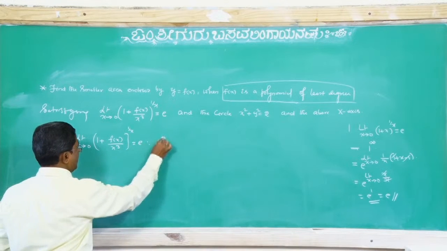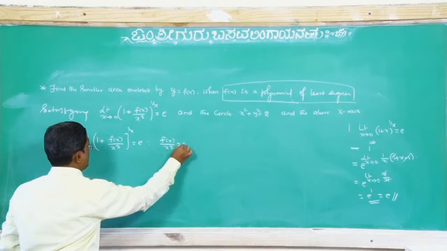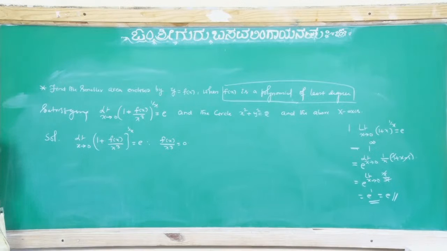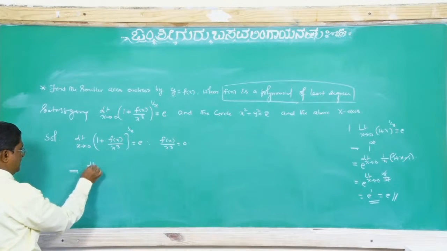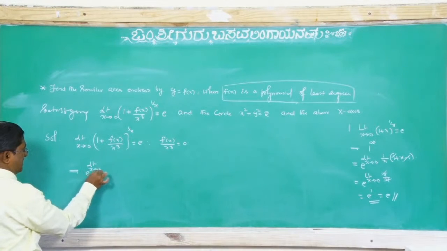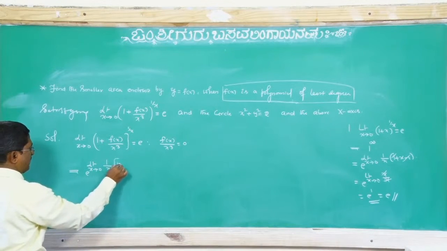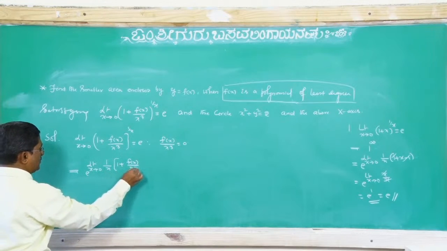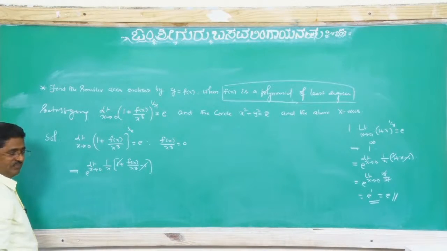This condition is valid. f of x by x cube should be equal to 0. To make such a formula, it can be written as e to the power of limit as x tends to 0 of g of x, which means 1 by x, times f of x, which means 1 plus f of x by x cube, minus 1. The plus 1 and minus 1 cancel to 0.